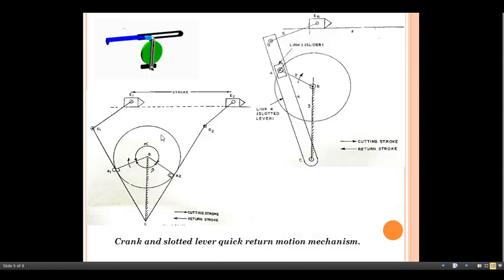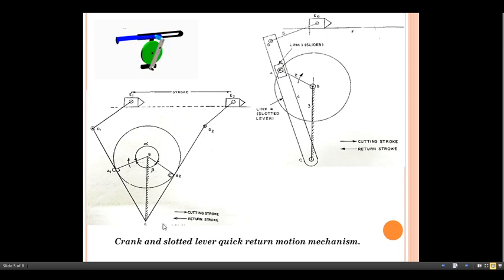So what is the next one? Let us discuss the third inversion. The third inversion we will discuss with the help of one example, that is the crank and slotted lever quick return motion mechanism. In this case link number 3 is fixed, link number 3 is here. Apart from this, link number 2 is here, and this indicates the link number 1. At the end of this link number 1, another link is connected here. Let us see the links one by one so that you can get a clear idea about the same.